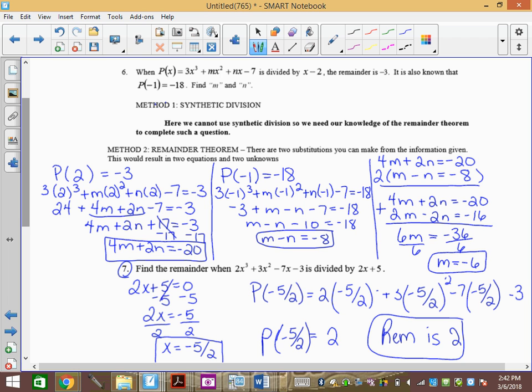However, the question asked me to find m and n. Substitute it back into either equation, right? I'm going to pick the second one twofold. 1, because it looks easier, and 2, because it has space below it for me to fill in the negative 6. So I'm going to get negative 6 minus n equals negative 8. Negative n equals negative 2. n equals 2.